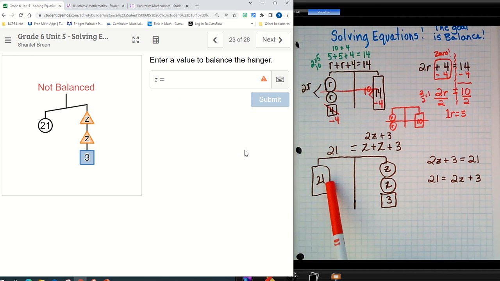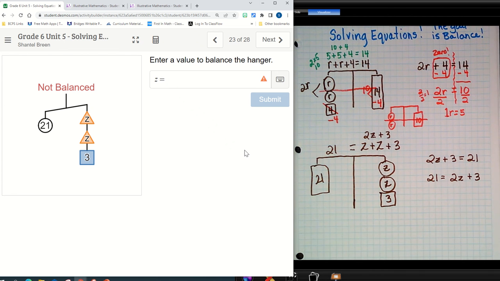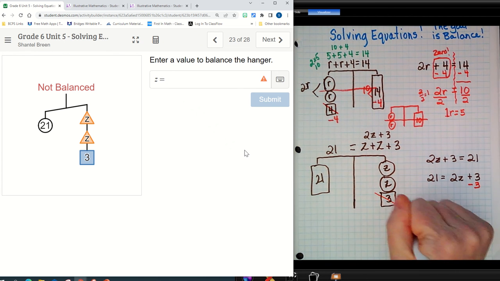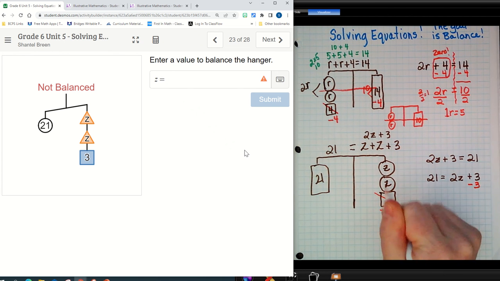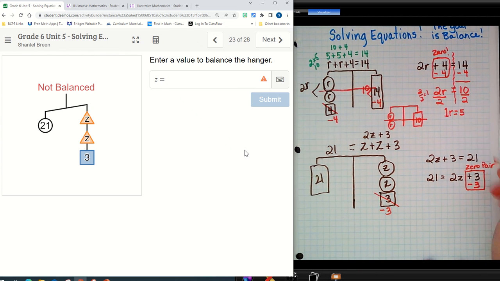So, there's no variable over here. We got to figure out the z's, right? So I obviously want to take that 3 off so I can figure out what the z's weigh. All right, so I'm going to take 3 away. Take that 3 away. So 3 minus 3, positive 3, negative 3, if you want to look at it that way. 0 pair. Gone. They're out, and that leaves me with my 2 z's. That's what I want, my 2 z's.